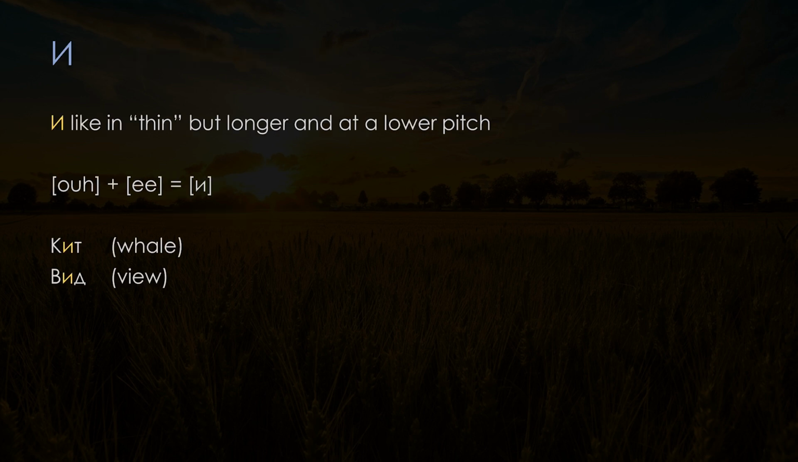The next sound is the sound y. It is similar to the English sound i, like in the word thin. But in Ukrainian it sounds a bit longer and is spoken at a lower pitch. To pronounce it correctly, think of the sound u, like in the word book, and then add the sound i to it. And you'll get u plus i, and you get the sound y like in the word kit. Let's try it again. U, i.